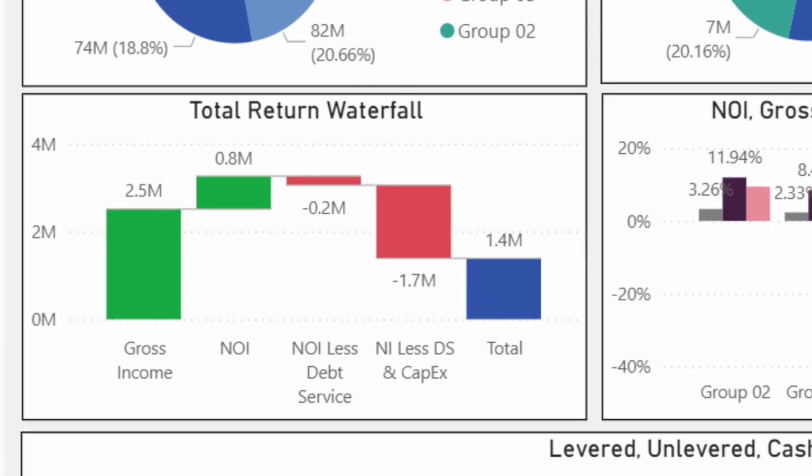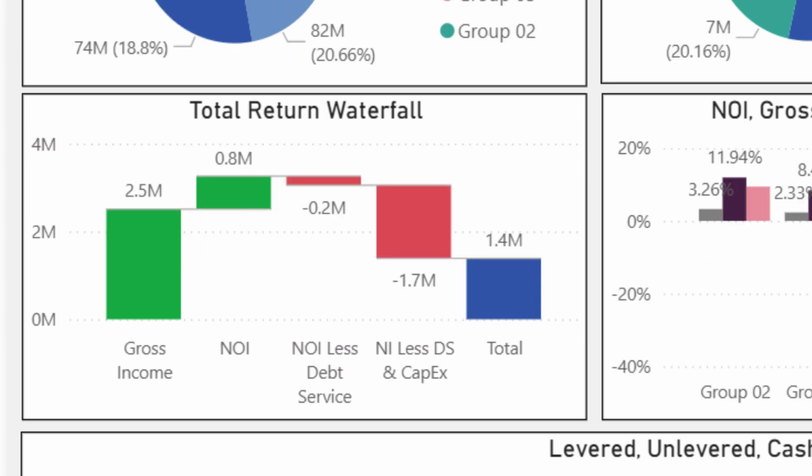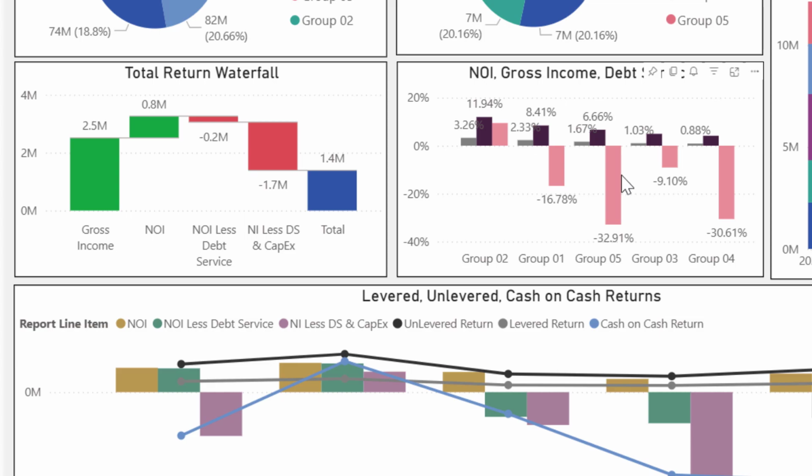This waterfall explains where returns actually come from. Gross income turns into NOI, NOI gets reduced by debt service and CapEx, and what's left is what investors really care about. Instead of debating numbers, using the Asset Management Studio, teams can discuss the drivers that are impacting returns.